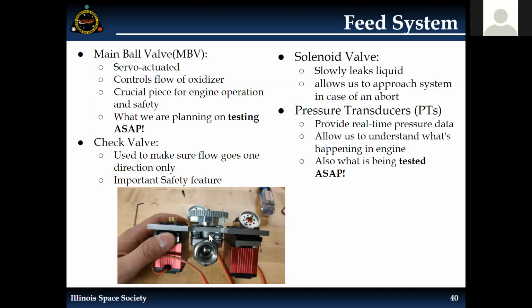Someone was asking in the chat how quickly the servos move the ball valve. And as Raj is now explaining in the chat, it actually moves pretty quick. There's a video, I guess a GIF, on our wiki that I think was linked in the chat. So it moves pretty quick. It's pretty cool.